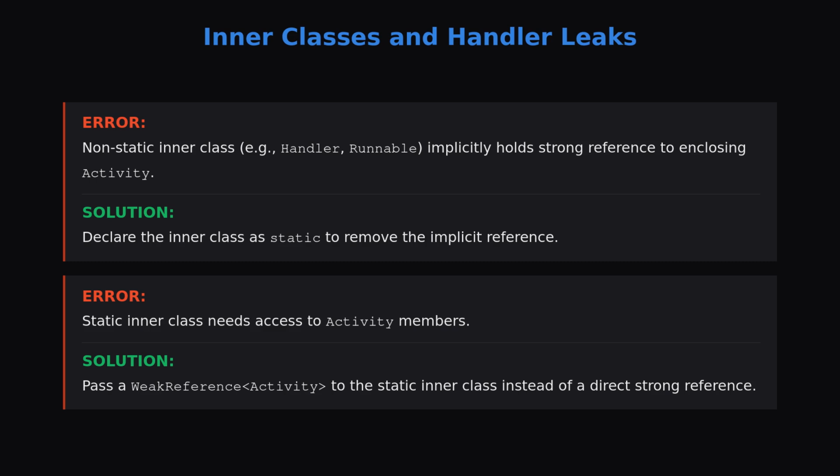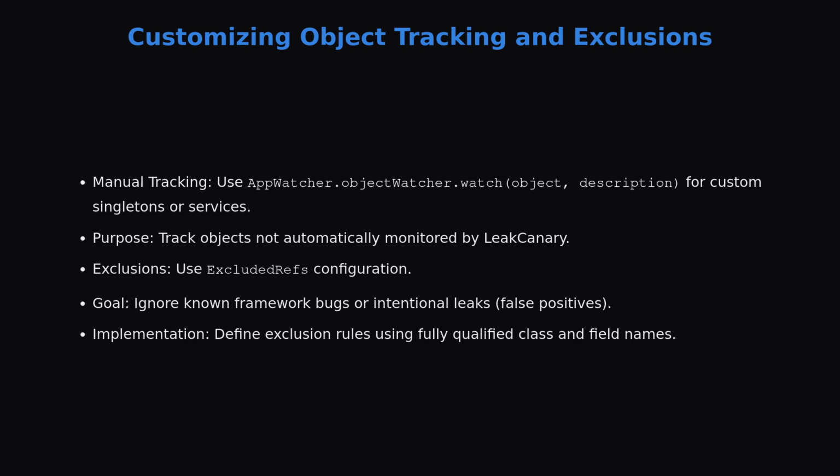Making the inner class static removes the implicit strong reference to the outer activity. If the static inner class needs access to the activity, pass a weak reference to the activity instance instead of a direct strong reference. The weak reference allows the garbage collector to collect the activity, even if the inner class instance persists.